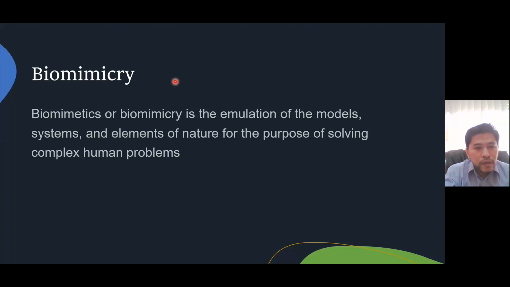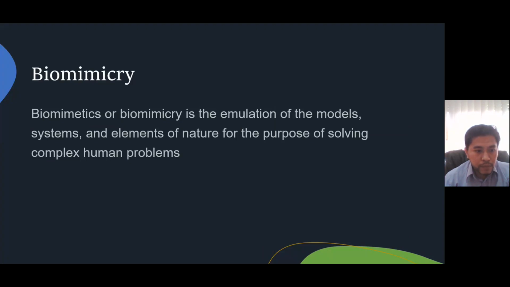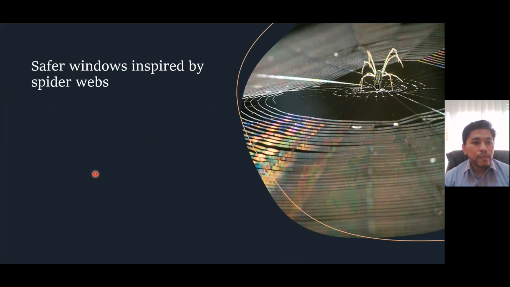So what is the definition of biomimicry? We can define biomimicry as the emulation of the models, systems, and elements of nature for the purpose of solving complex human problems. So what are some examples of biomimicry that we have here?